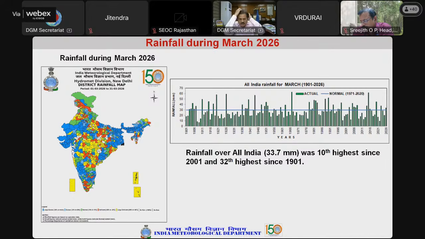You can find that most of the districts also got normal to excess rainfall activity, except the central part of the country covering Madhya Pradesh, Bidar, and adjoining areas, where rainfall was deficient. On the right-hand side, this is the rainfall series from 1901 onwards. You find that it was the 10th highest rainfall since 2001. So it is not record-breaking rainfall, but it is near normal, on the positive side of the normal rainfall activity.